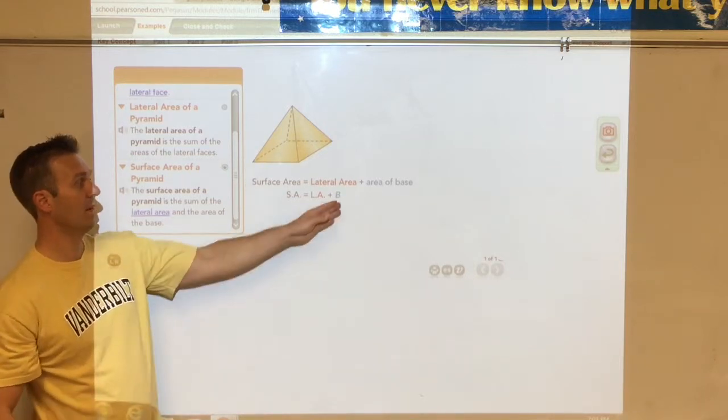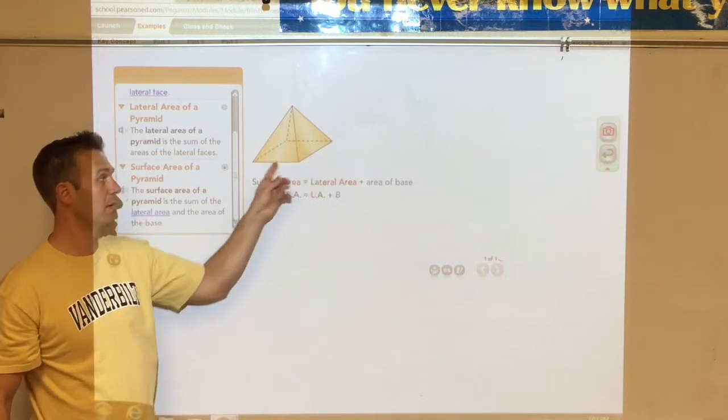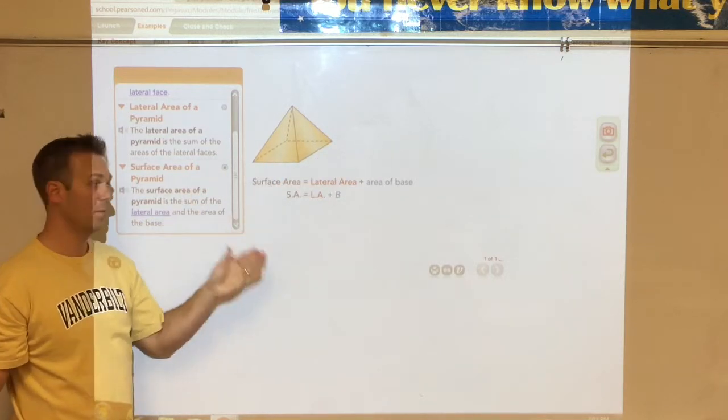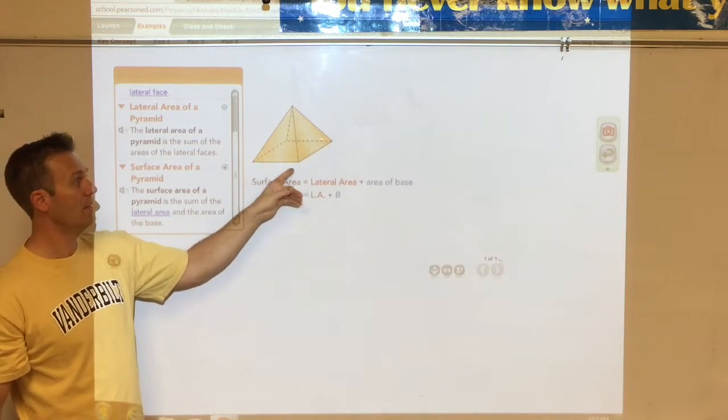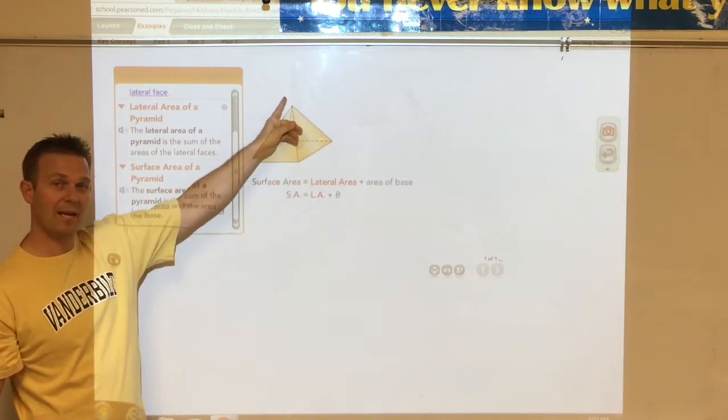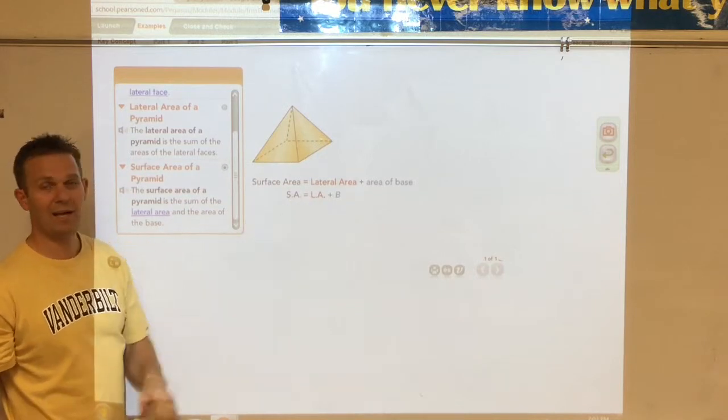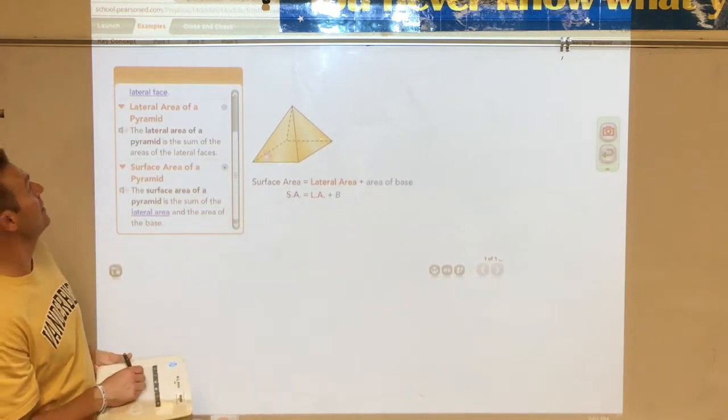And you know how to find the area of the base of a rectangle. It's just length times width. So if you know this number and this number, multiply them together, you have your base. And then you find the perimeter, okay? And multiply it by the slant height, and then divide it by 2, and then you have the lateral area. All right, so let's see this in action here.